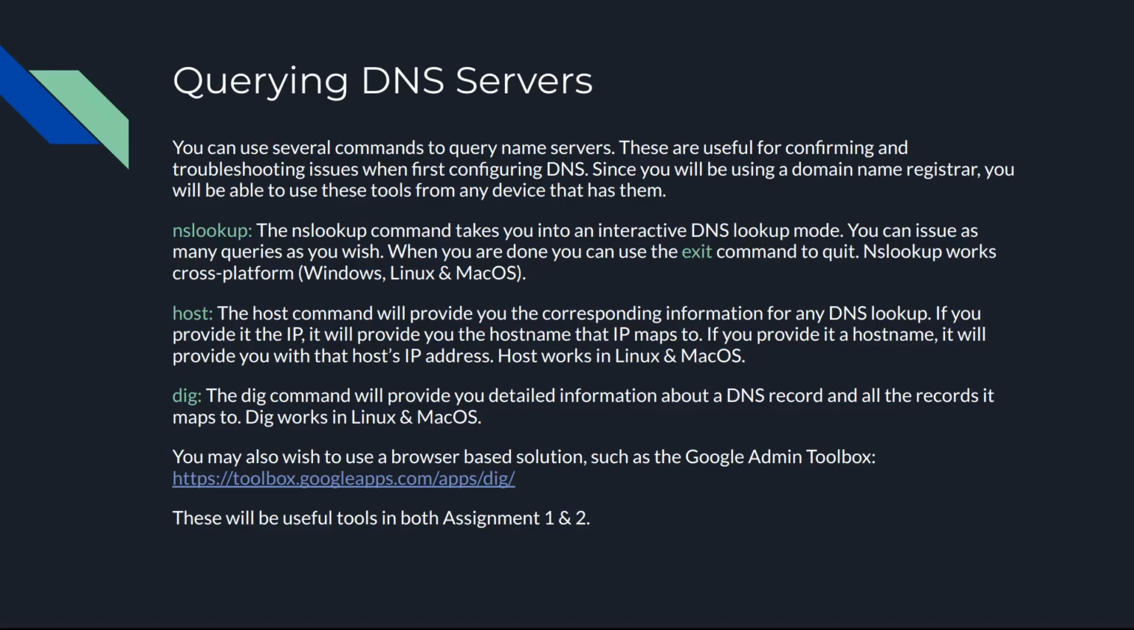Dig provides you some additional information about DNS and all the records that it maps to. It's a really useful utility. It works in Linux, it works in Mac OS, and there's a browser-based solution in the Google Admin Toolbox provided by Google. There's a link here, toolbox.googleapps.com/apps/dig, and that gives you the ability to use dig through a web browser. So you just type it in. It's awesome. It's extremely useful.